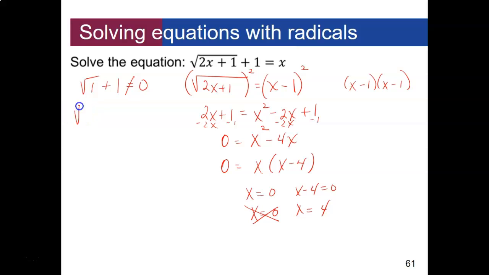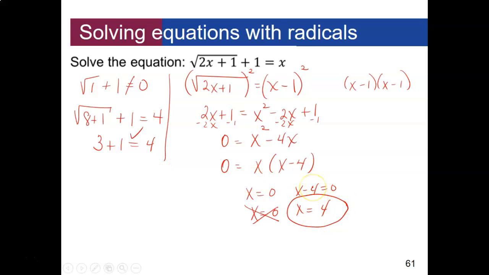If I look at 4, then I'm going to have the square root of 2 times 4, which is 8, plus 1, and then plus 1, and we want to see if that equals 4. So that's just substituting a 4 in for each of these. So the square root of 9 is 3, plus 1 equals 4. And so that one would work. So this would be an actual answer for us here.